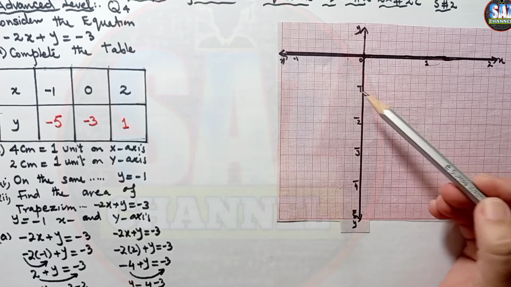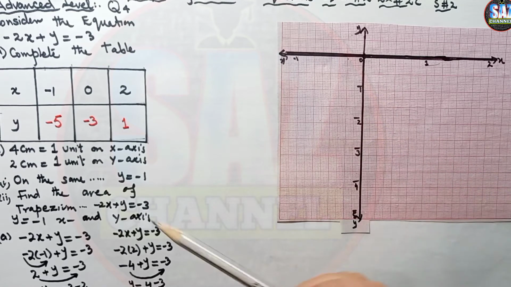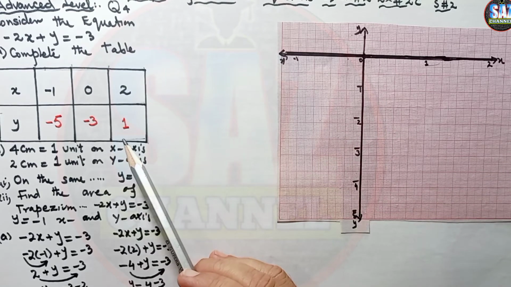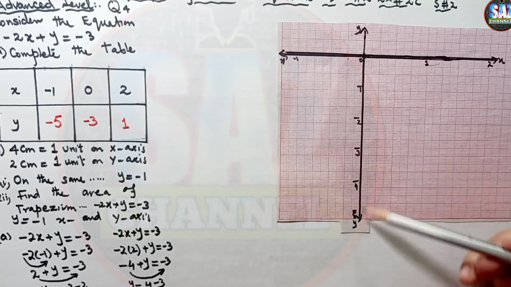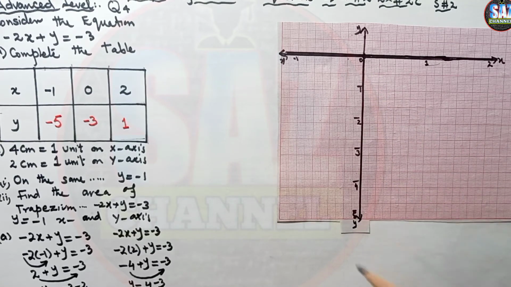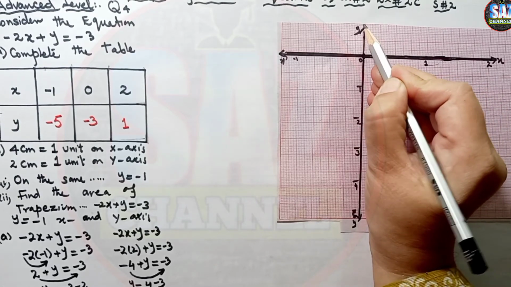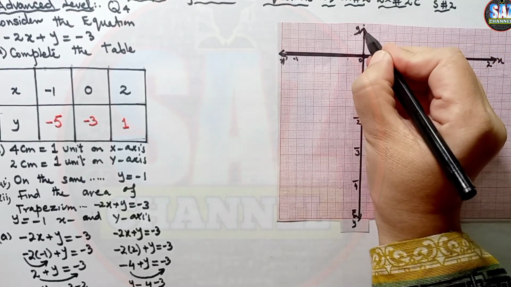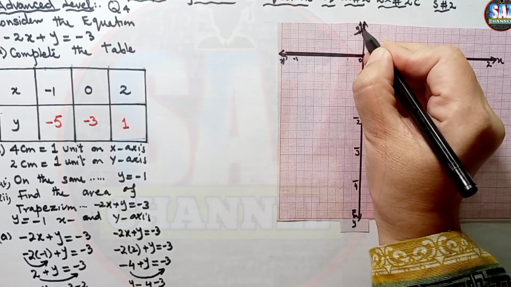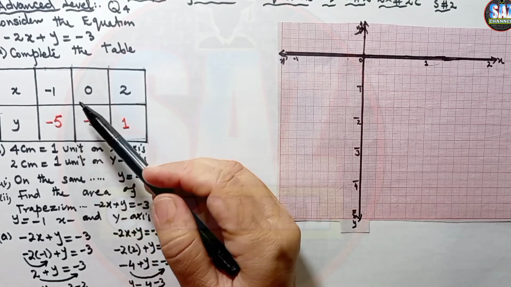And for the y-axis, I have to take 2 centimeter equal to 1 unit, because in my table most of the values are negative, so I've taken the negative side of the y-axis more and the positive side less. 2 centimeter equals 1 unit, so y 1 will be coming at this place. 0, and the y value is 1, so I have to mark 1 over here. Now it's time to plot the points on the graph paper.